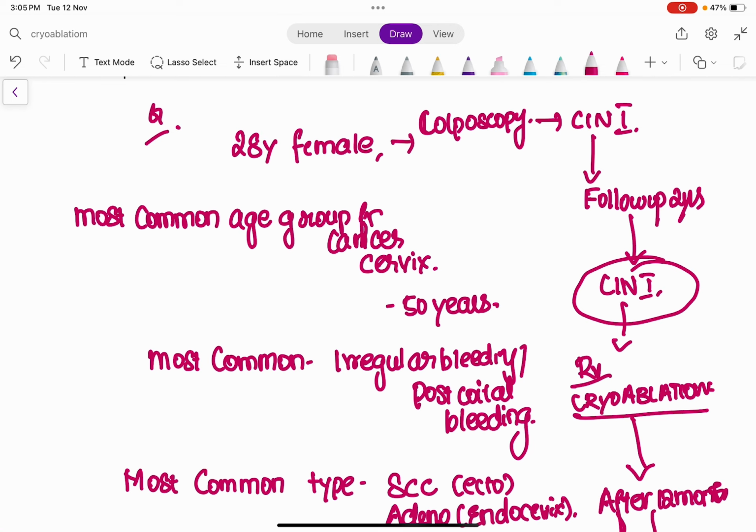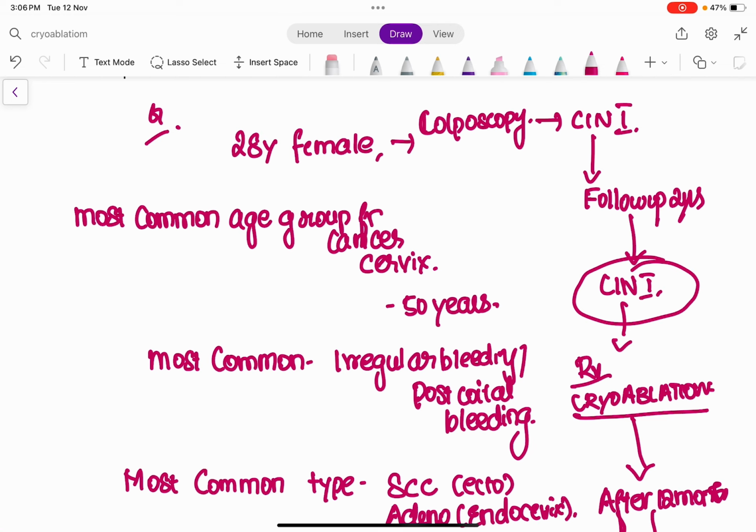So if a female is going to come to you with specific complaints such as postcoital bleeding, irregular bleeding, you have to do the initial evaluation, and if she is a 28-year-old female, she is belonging to the reproductive age group. So first do the UPT, urine pregnancy test. If it is going to be negative, follow up with the speculum examination. If on speculum you are going to see any abnormal lesion, please take a punch biopsy. If there is no lesion, you can't take anything, then do the screening test, that is pap smear.